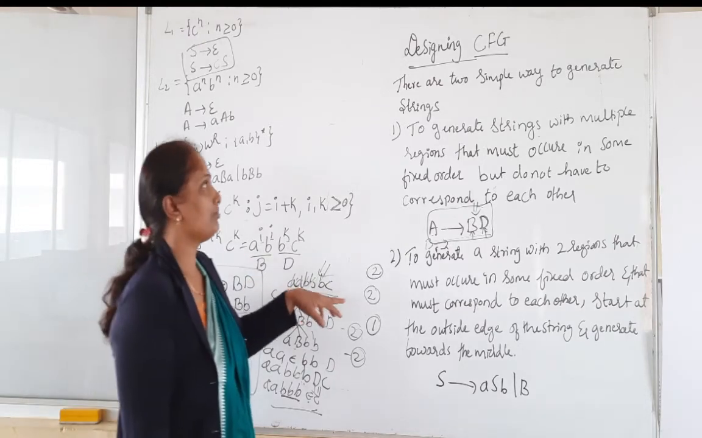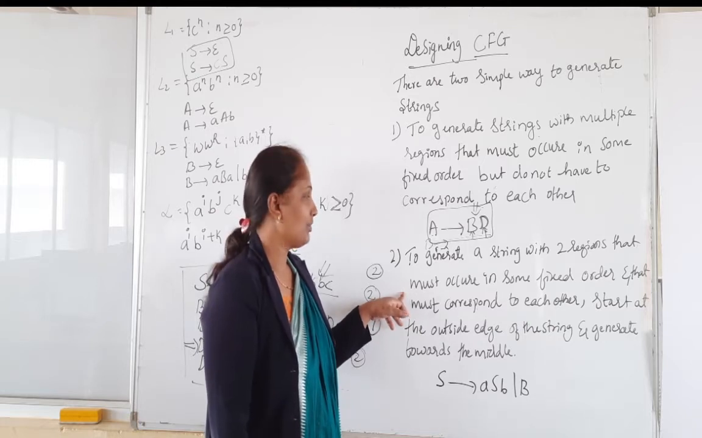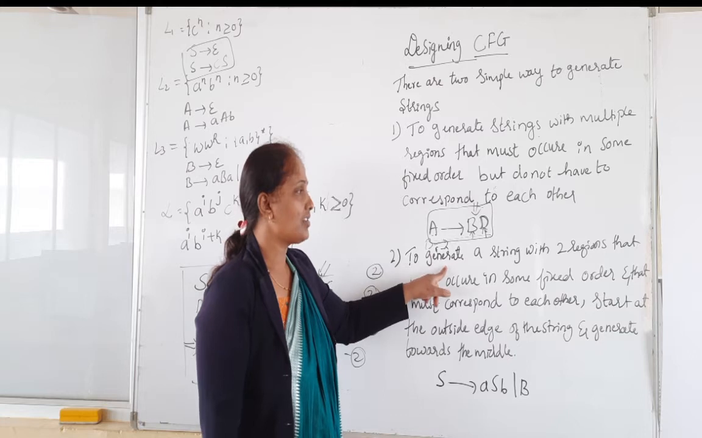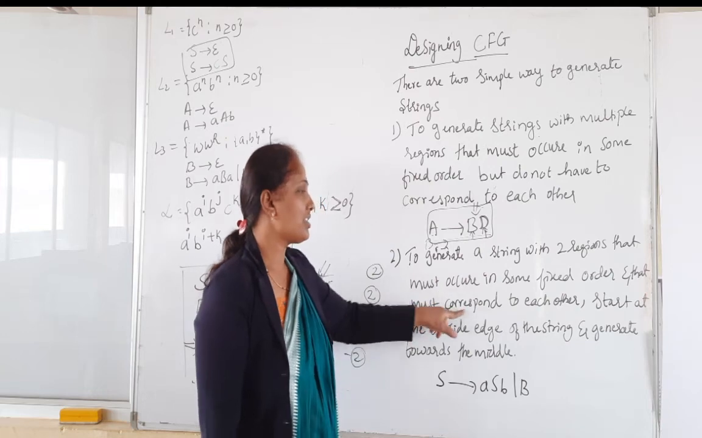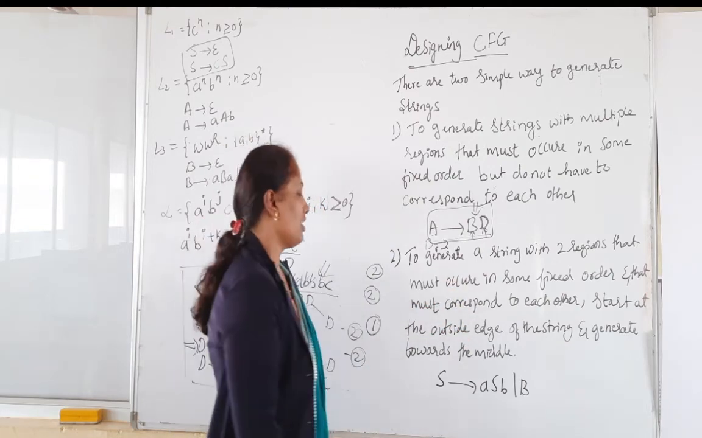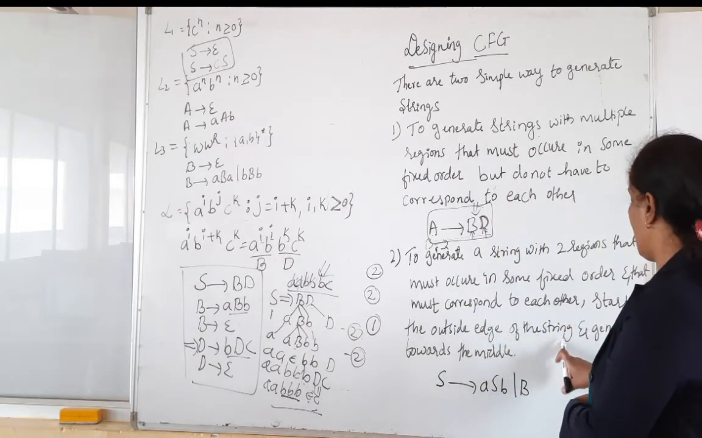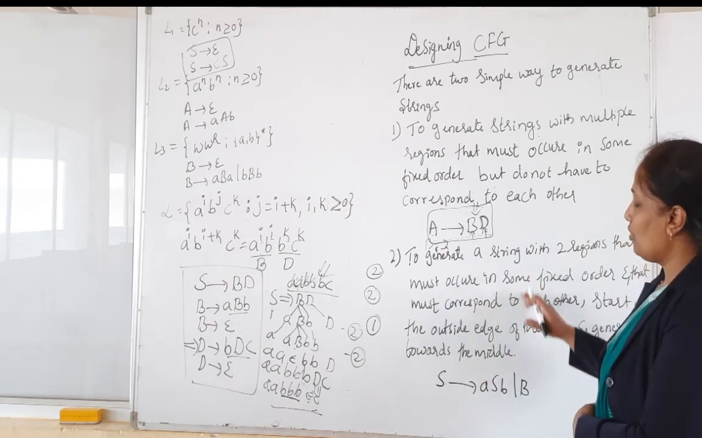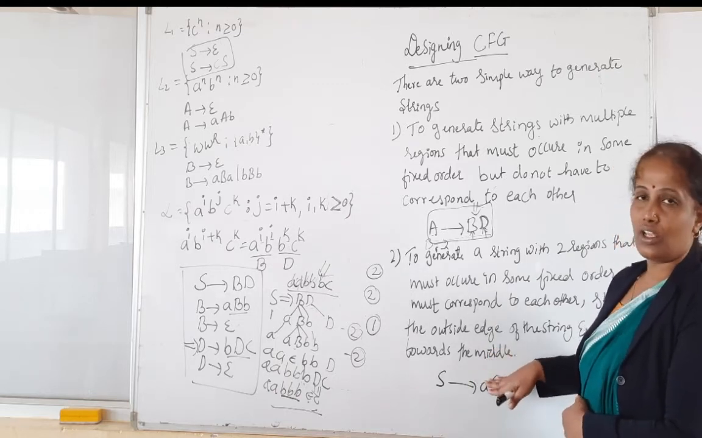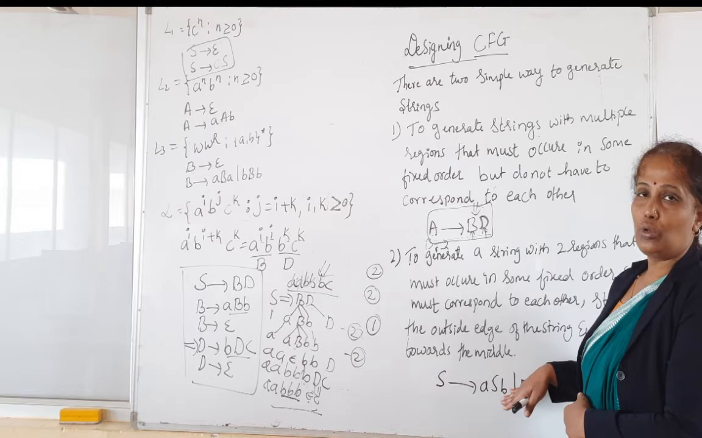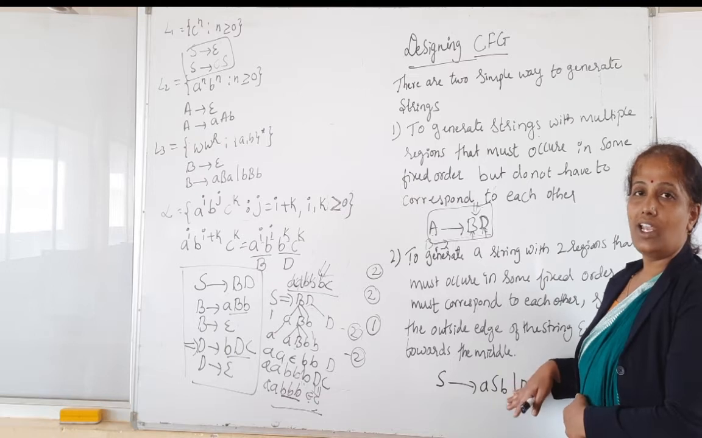Next, another type of generating strings which belong to two regions. This is a method to generate strings with two regions that must occur in some fixed order and must correspond to each other, dependent on each other. In such cases, we start at the outer edge of the string and generate towards the middle. To generate such a string, we divide the regions into two parts, the outer region and the inner region. First, we define the strings for the outer region. Then we move towards the strings of the inner region.